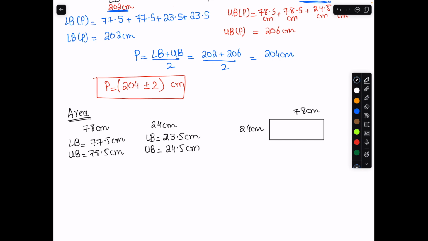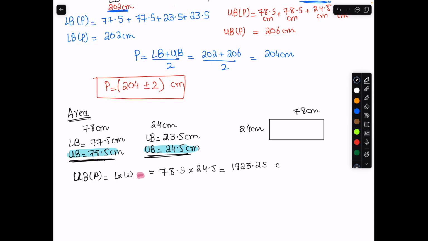Now, in order to find the area, remember the area, what will be the lower bound of the area? We know it's length times width, right? But to get the least value of the area, I have to multiply lower bound by lower bound, because this will give me the least multiplication. Here I'm doing the upper bound, so I'll calculate the upper bound first. So I'm just multiplying the upper bounds to get the maximum result. So it'll be 78.5 times 24.5, and if you see, my answer gets 1923.25 centimeters squared, because it's the area. So that's the upper bound for the area.